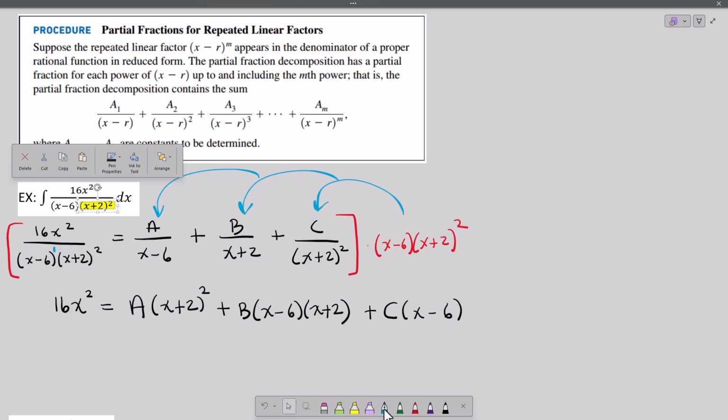Jordan? Yeah, so I guess my question would be, if we were just rewriting this, the denominator, we would go x plus 6 and then x plus 2 and then x plus 2 as their own individual ones. And if we were following the rules before, we would just separate those out into a over x minus 6, b over x plus 2, c over x plus 2.